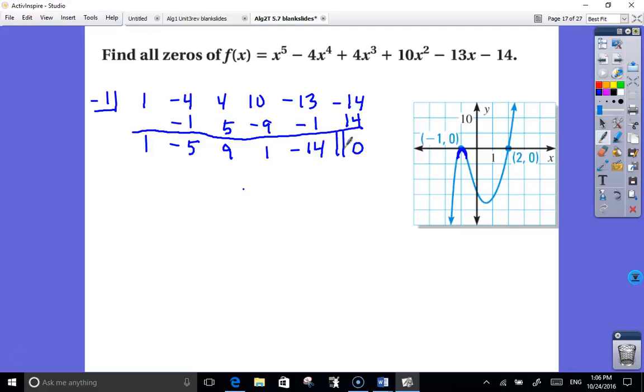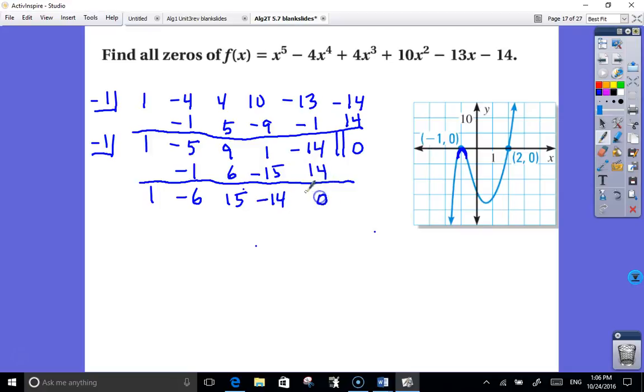Right. Okay, now let's take out another negative 1. Bring down a 1. Negative 1 times 1, negative 1, negative 6. Negative 1 times negative 6. Negative 1 times 15. Negative 1 times negative 14, which is 14, 0. Okay, the one last 0 is 2, so let's divide that one out.